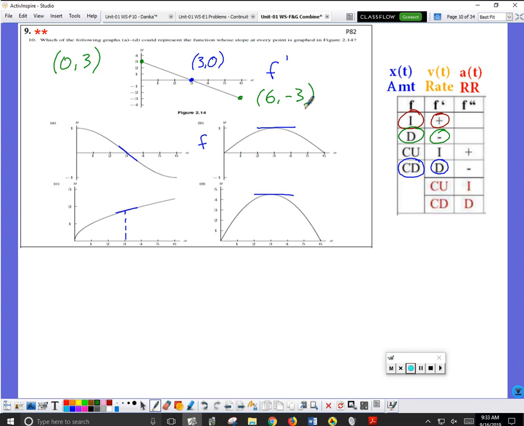Somebody build on what she's doing, like Charles. So whatever the y value is on the f prime one is going to equal the slope of f at that same point. So Charles is looking here and saying, okay, x equals 0, y value of f prime is 3. So therefore at x equals 0 on f, my tangent slope is 3.